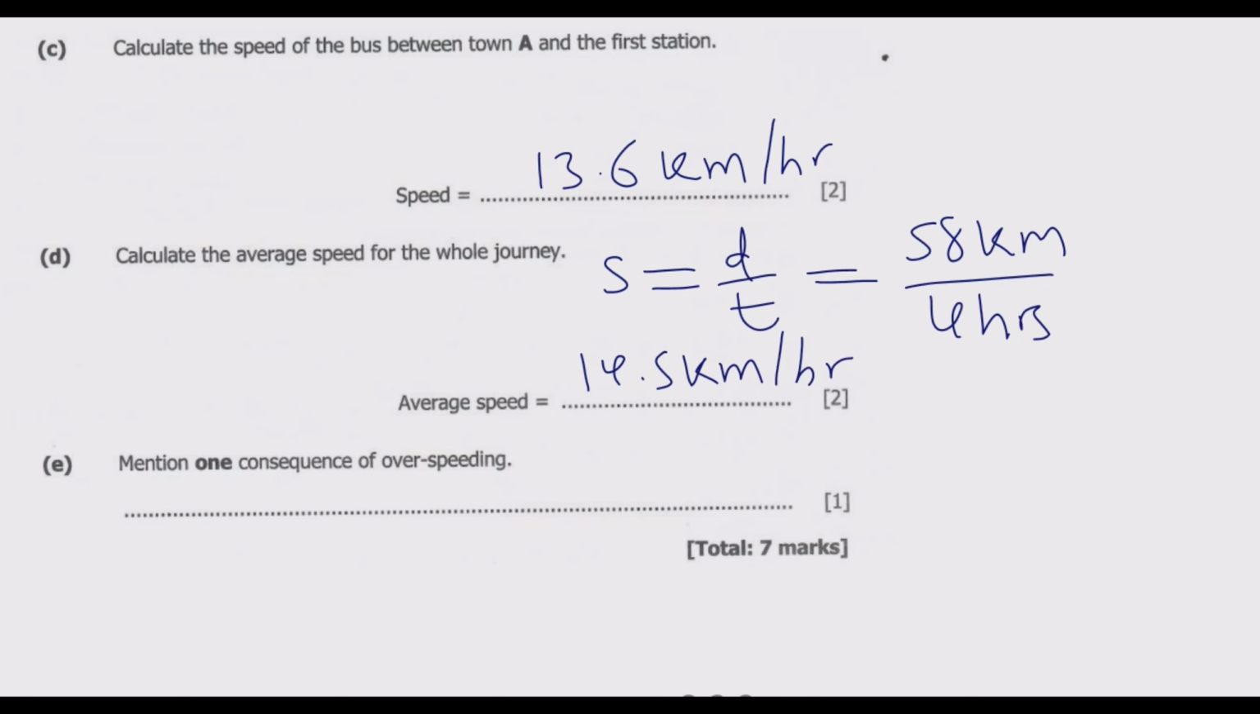So that's how you answer D. We go to C. Mention one consequence of overspeeding. So overspeeding basically leads to accidents.